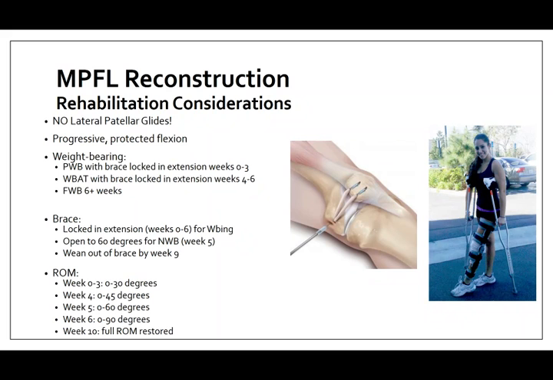You can open that to 60 degrees at week 5 for non-weight bearing exercises, and then by week 9 you want to wean them out of the brace. At the bottom there you can see the range of motion progression based on week by week stuff.